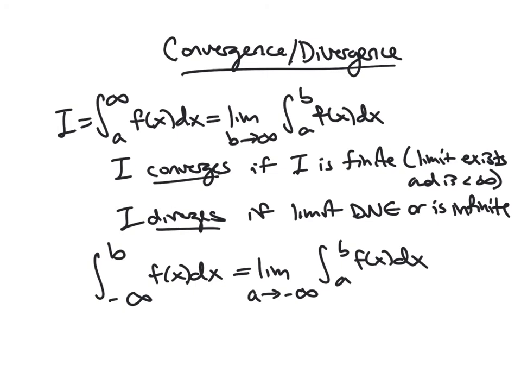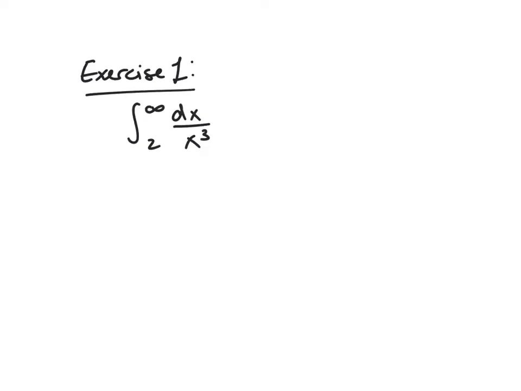And so after you have an exercise, I'll go ahead and talk about the other end of things, like we saw with 0 to 1 of 1 over x. So for your first exercise, I want you to evaluate this improper integral. So determine whether it converges or diverges first, and then if it does converge, determine the actual value.